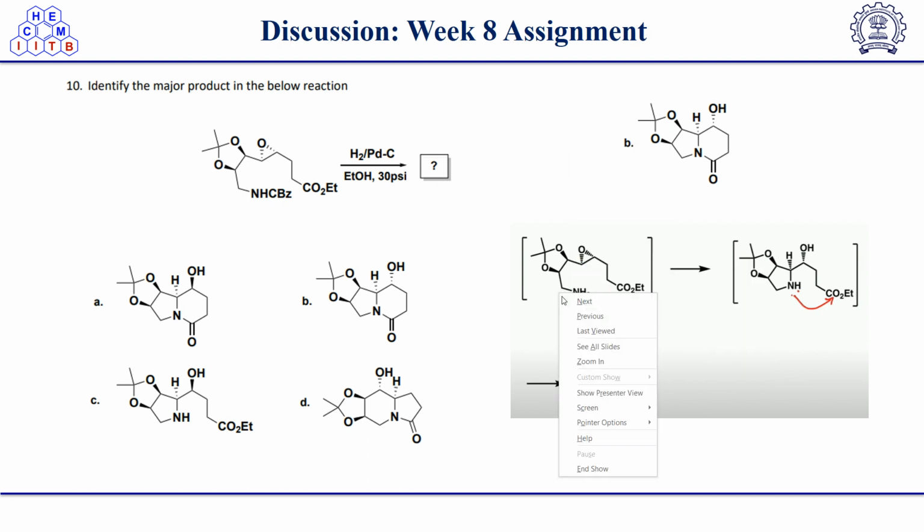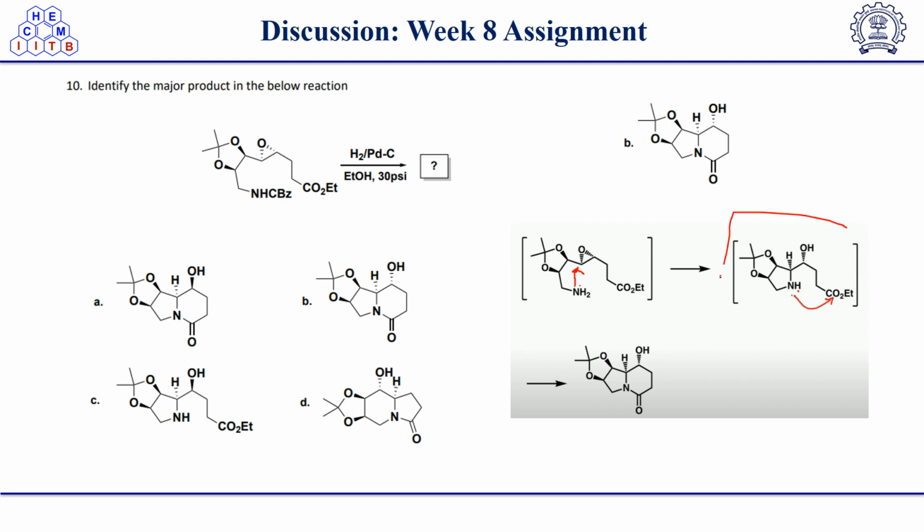So what will be happening? First, let's see, this nitrogen lone pair is opening this epoxide. So what will be the intermediate? This corresponding compound will be the resulting intermediate. Then again this nitrogen lone pair can attack this electrophilic carbonyl carbon center, eliminating this OEt group, and we will get this 5-membered ring fused with this 6-membered ring. So option A will be the major product in this reaction.